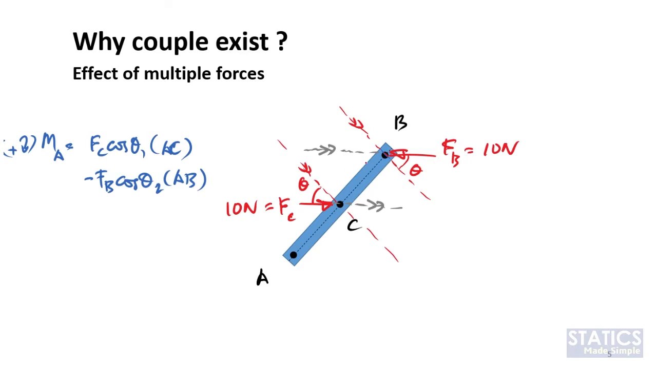So basically we have two forces acting along parallel lines, and not only that, both of them have the same magnitude. So we have this, right? Now we want to see what would be the moment coming from these two. So we will adopt the same moment equation.